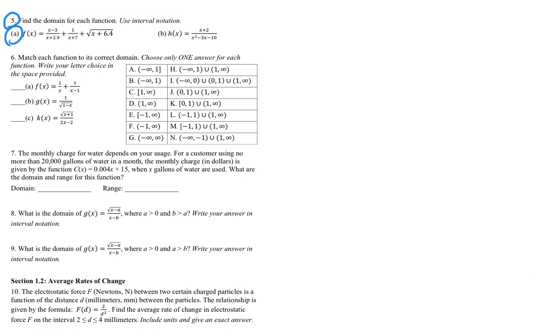So for 5a, we know that x cannot equal negative 2.9, and also x cannot equal negative 7. Also, we know the stuff underneath the radical, x plus 6.4, needs to be greater than or equal to 0. It's okay for the stuff under the radical to be equal to 0, because the square root of 0 is just 0, it just can't be negative. So that means that x needs to be greater than or equal to negative 6.4.